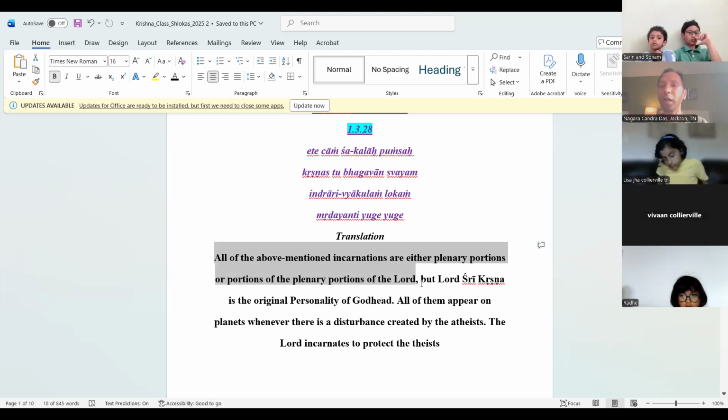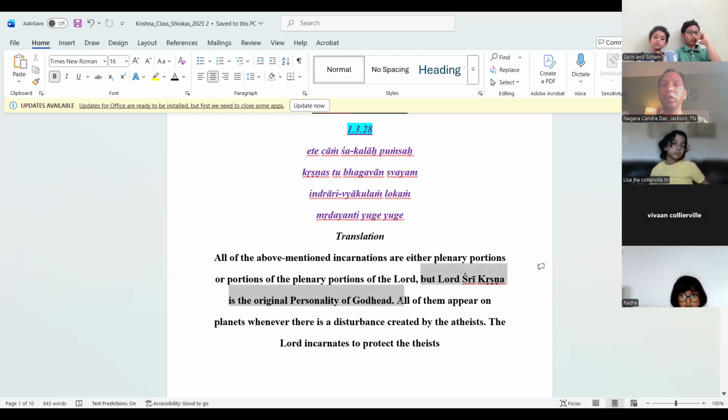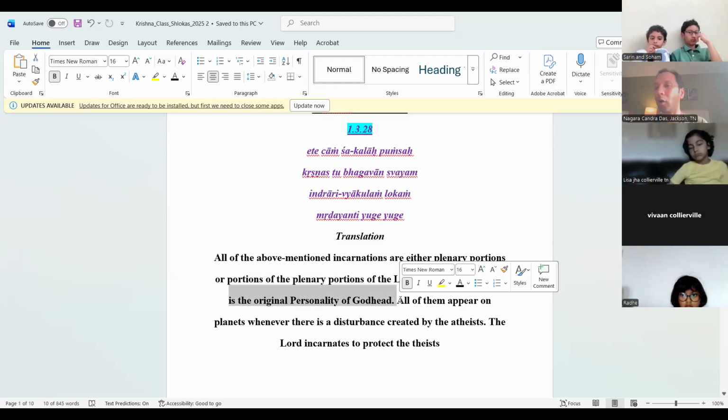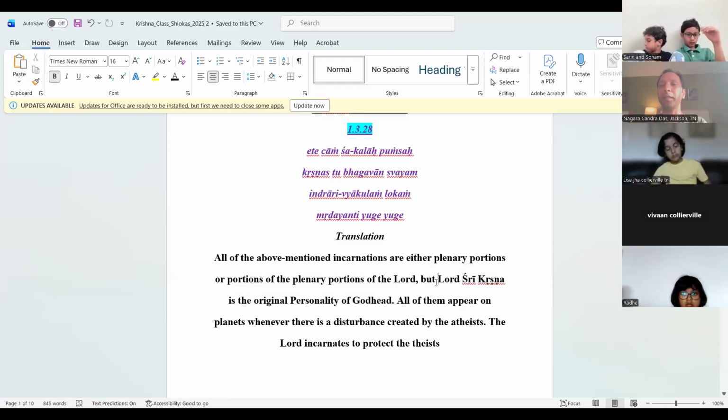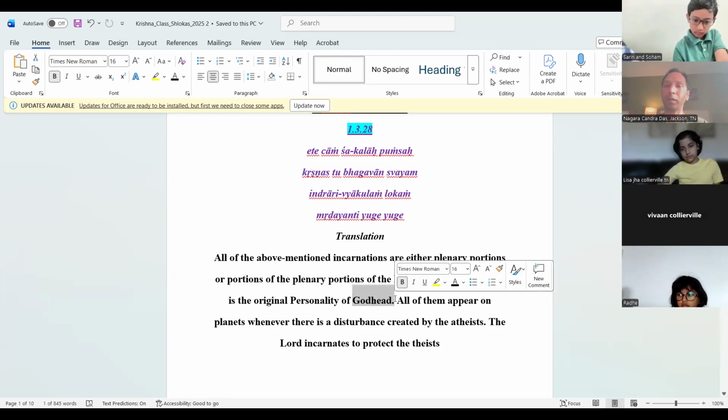But Lord Krishna is the original personality of Godhead. So he is the original person. So one thing it's establishing is that Lord Krishna is a person, right? And of Godhead means that before all the other gods appeared, Lord Krishna was there.